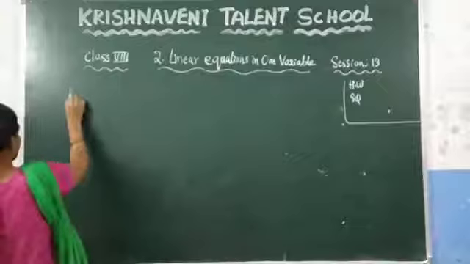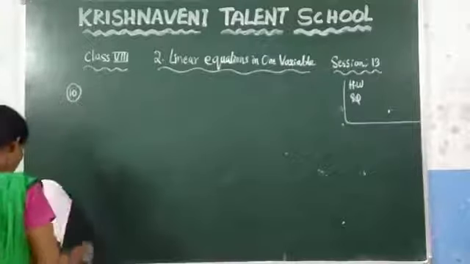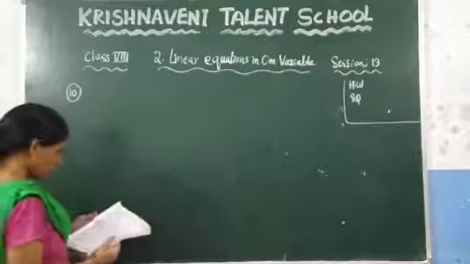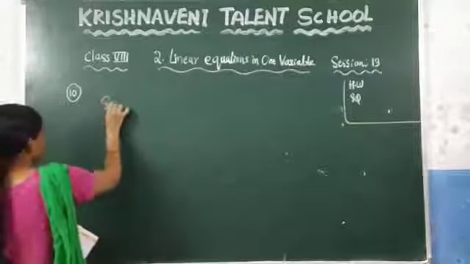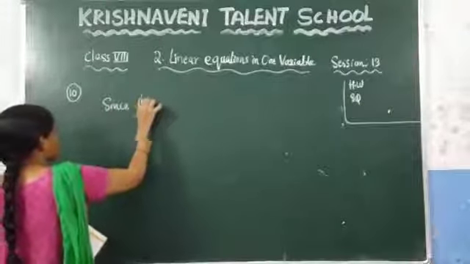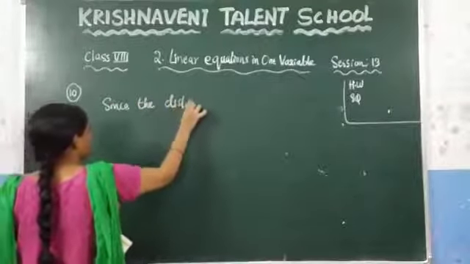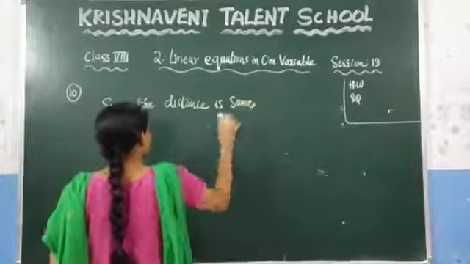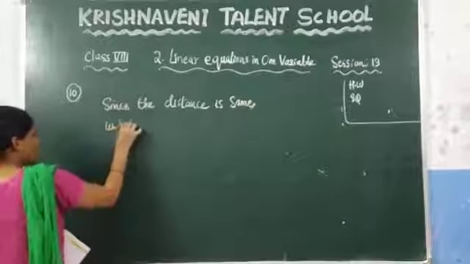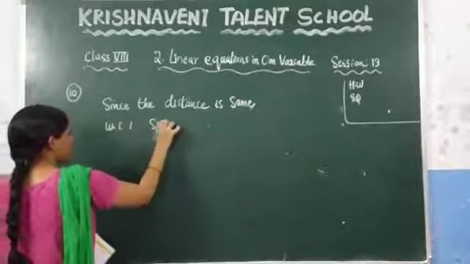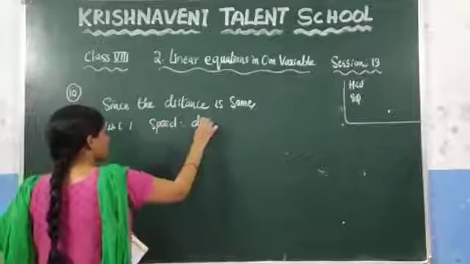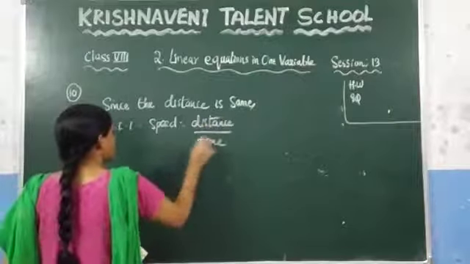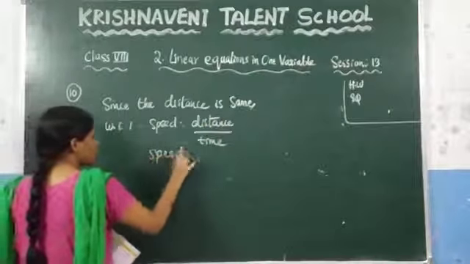So here, the 10th question. What's given here? If a train runs at a speed of 40 kilometers per hour. I am writing directly since the distance is the same. We know that speed is equal to distance by time, right? So here you will get speed into time, which gives you the distance.